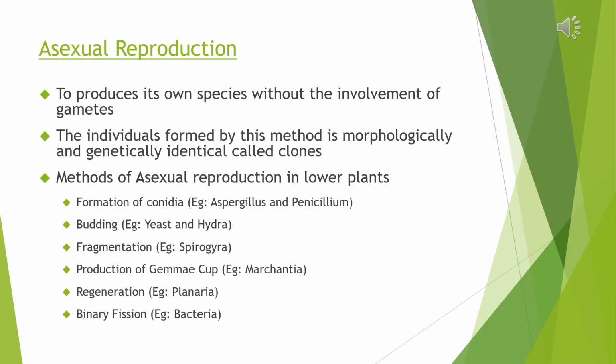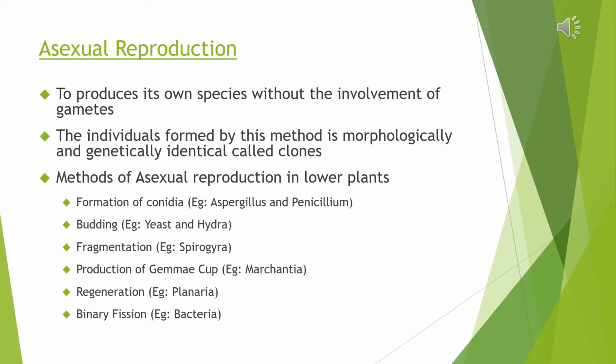So asexual reproduction occurs without the involvement of gametes. Here there is no fusion of sperm and egg. Mostly all the individuals produced by asexual reproduction are morphologically and genetically identical. Do you all know what morphology is? Morphology means the external appearance of an organism, and genetically the genetic characteristics of an organism are also identical. So they are called clones. Clones are exact carbon copies of a single parent.